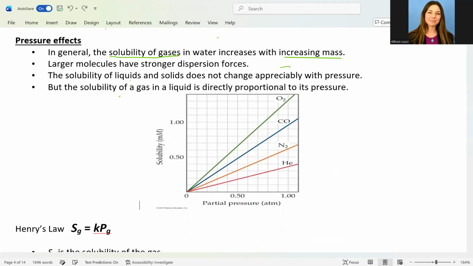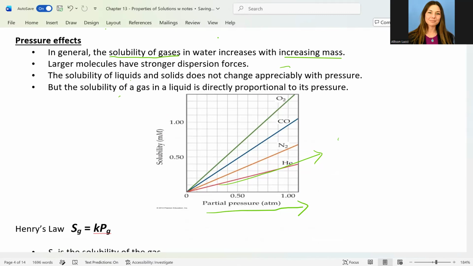So let's take a look at this chart here, and it shows us that with increase in partial pressure, so the pressure above the liquid where the gas is dissolved, as we increase that pressure, we can see that there is an upward trend of solubility. So helium would increase, nitrogen, CO, and O2.